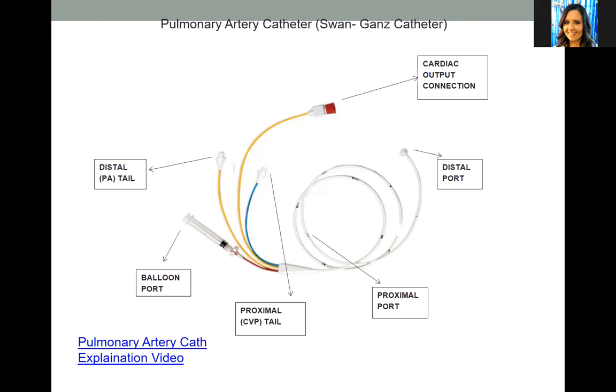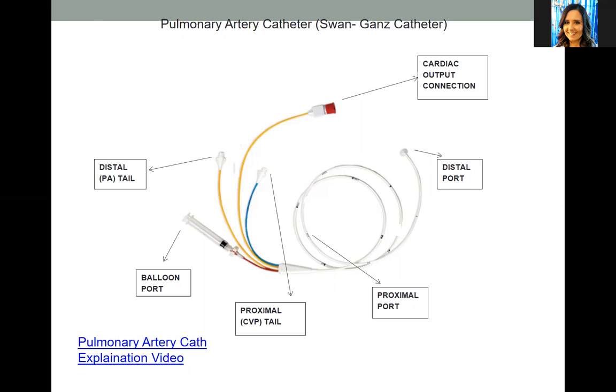You'll also see on the tubing itself different markings, the little black lines. Some are darker, some are lighter, and that measures our distance, so how far that line is inserted. And that's important to note to make sure your pulmonary artery catheter hasn't migrated, because you want it to sit where it was inserted into that pulmonary artery.